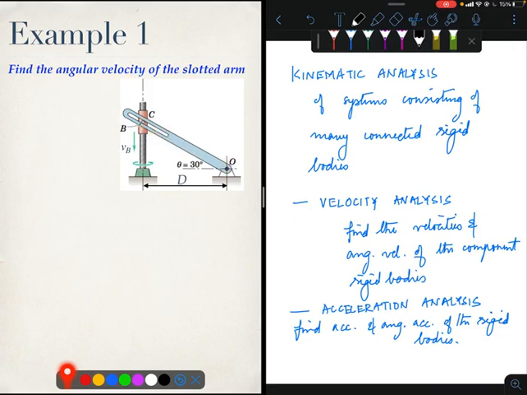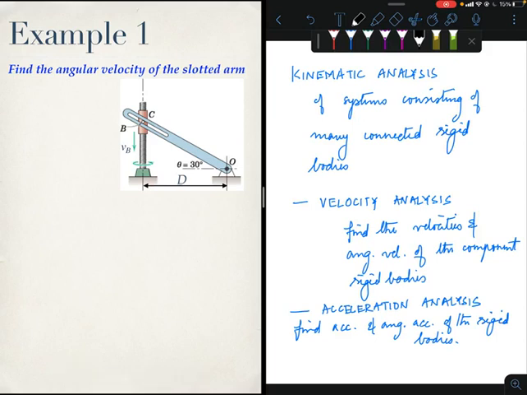The angular velocity will possibly change as the collar comes down, so we are supposed to find the angular velocity when this angle is 30 degrees. The other information given to us is the distance between the screw and the pin O, which is given to be D. So let's go ahead and solve this problem.